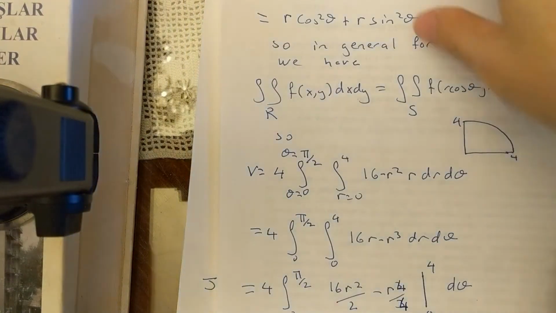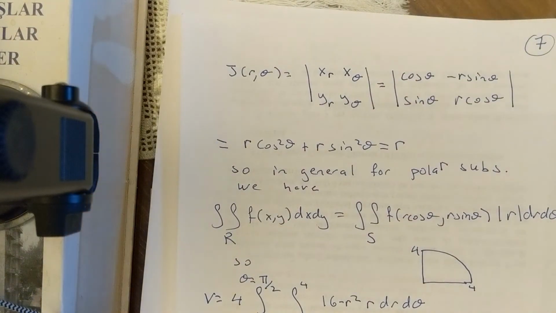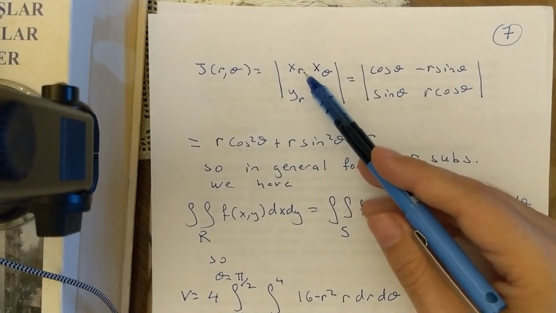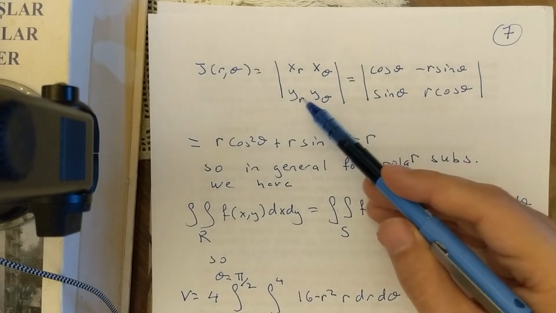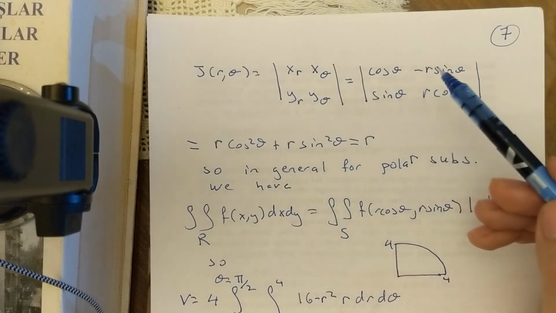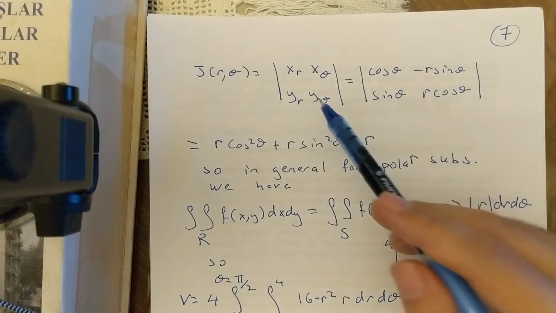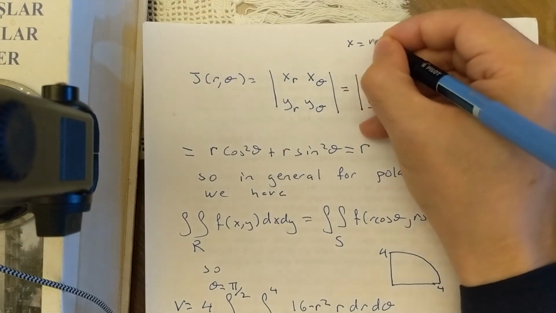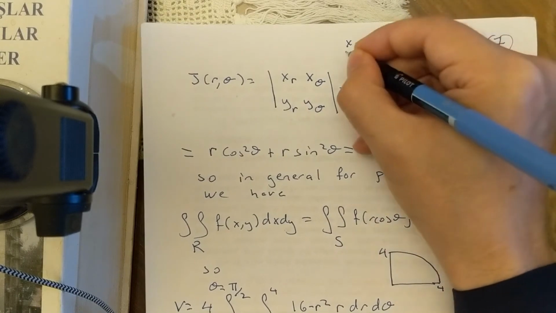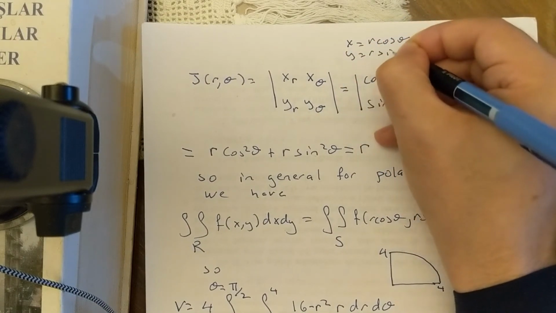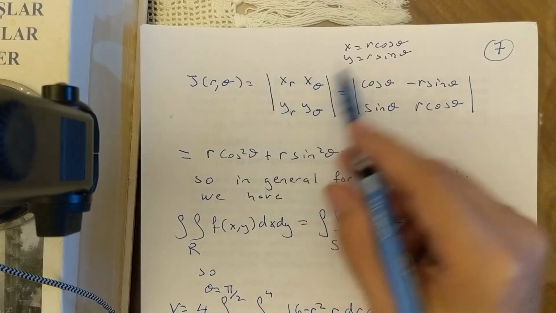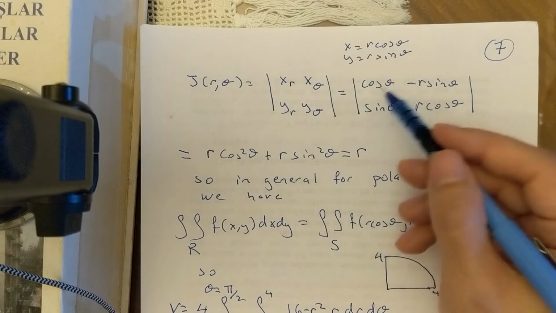Now, all we have to do is calculate the Jacobian of r theta. How do we convert x and y into r and theta? That's equal to the determinant of x sub r, x sub theta, y sub r, y sub theta. Now, x is equal to r cosine theta, y equals r sine theta. Okay, so I'm doing partial derivatives. x sub r, the partial with respect to r, is just going to be cosine theta, right?